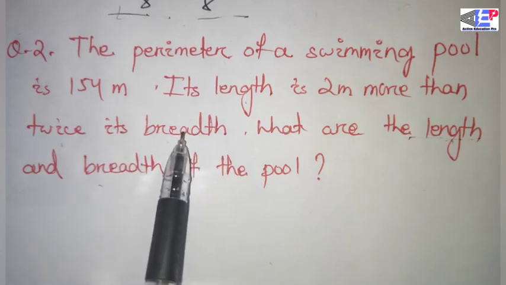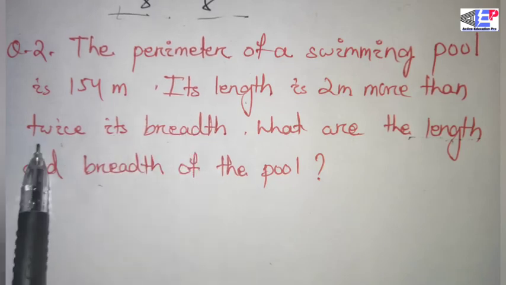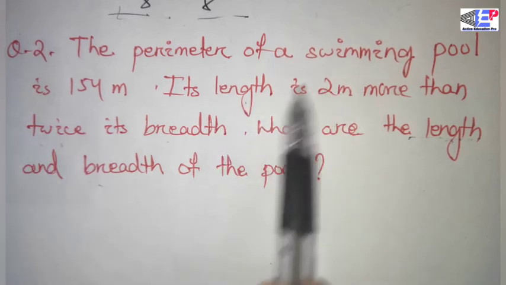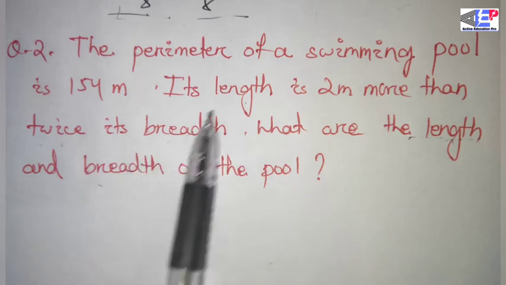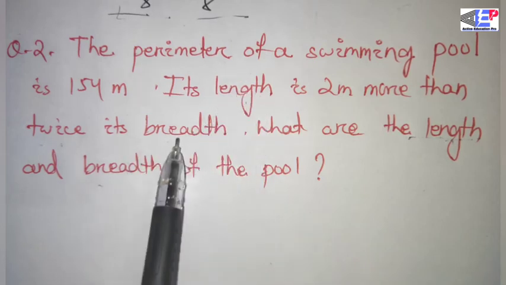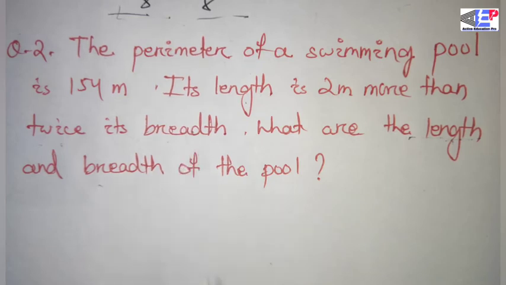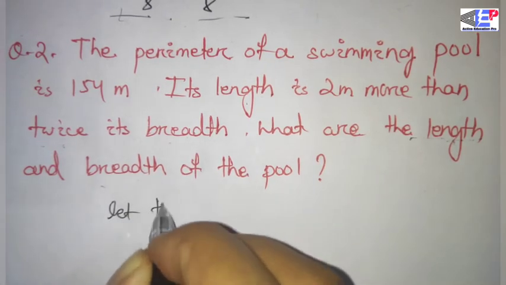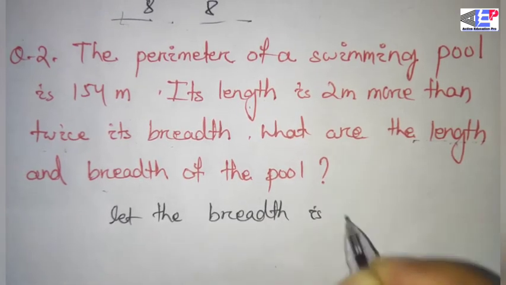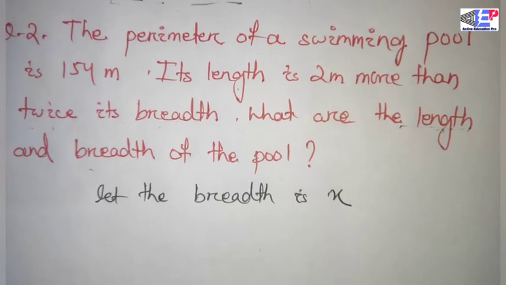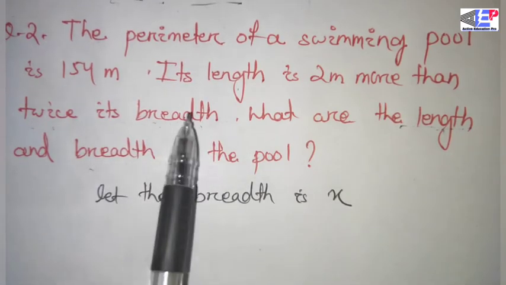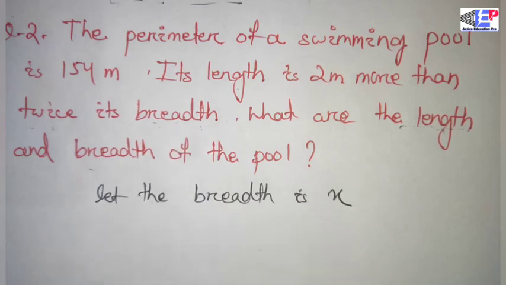It means if breadth is 2, then twice the breadth is 4, and 2 meters more means 6, so length is 6 and breadth is 2. The measurement of length totally depends upon the value of breadth. So here, let the breadth be x. Breadth is the independent element, so we take breadth as x.